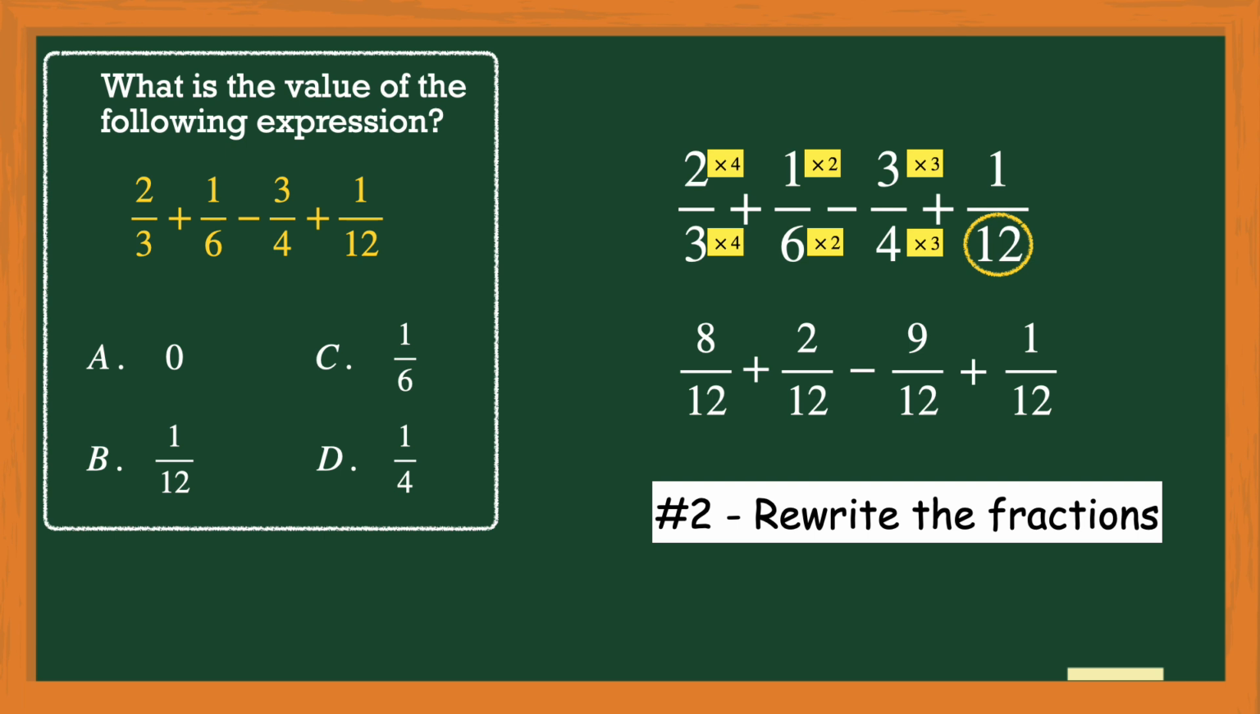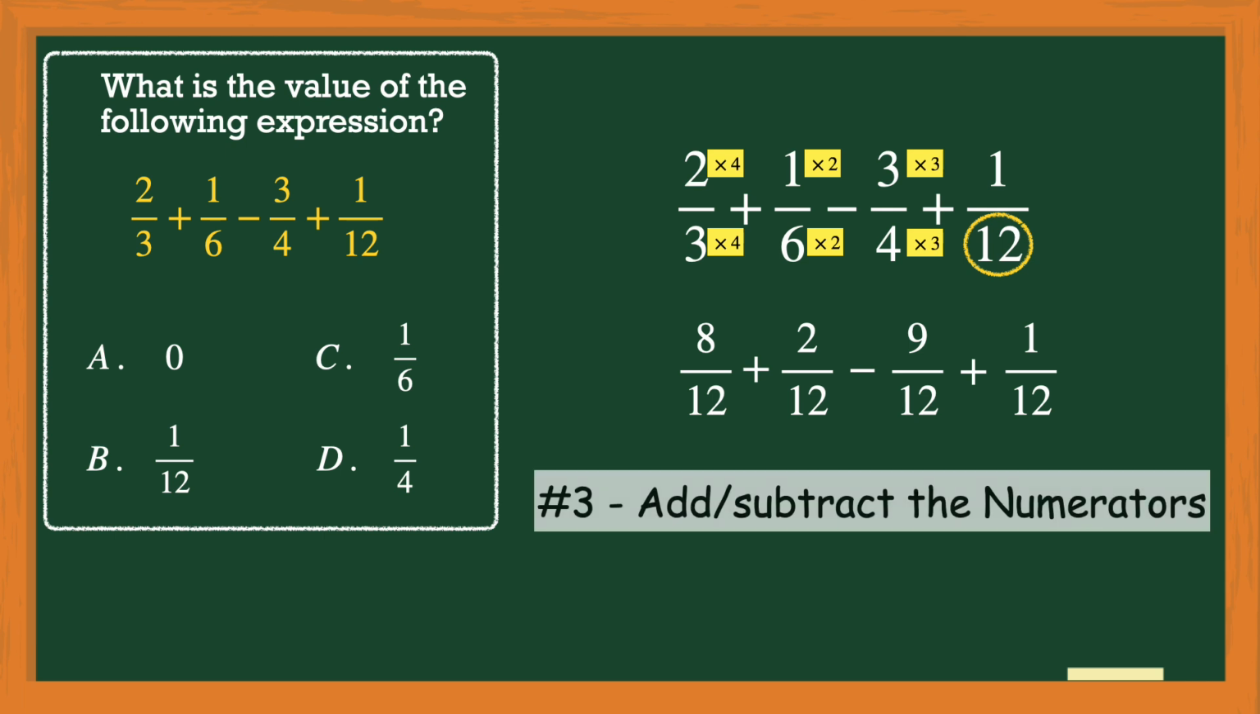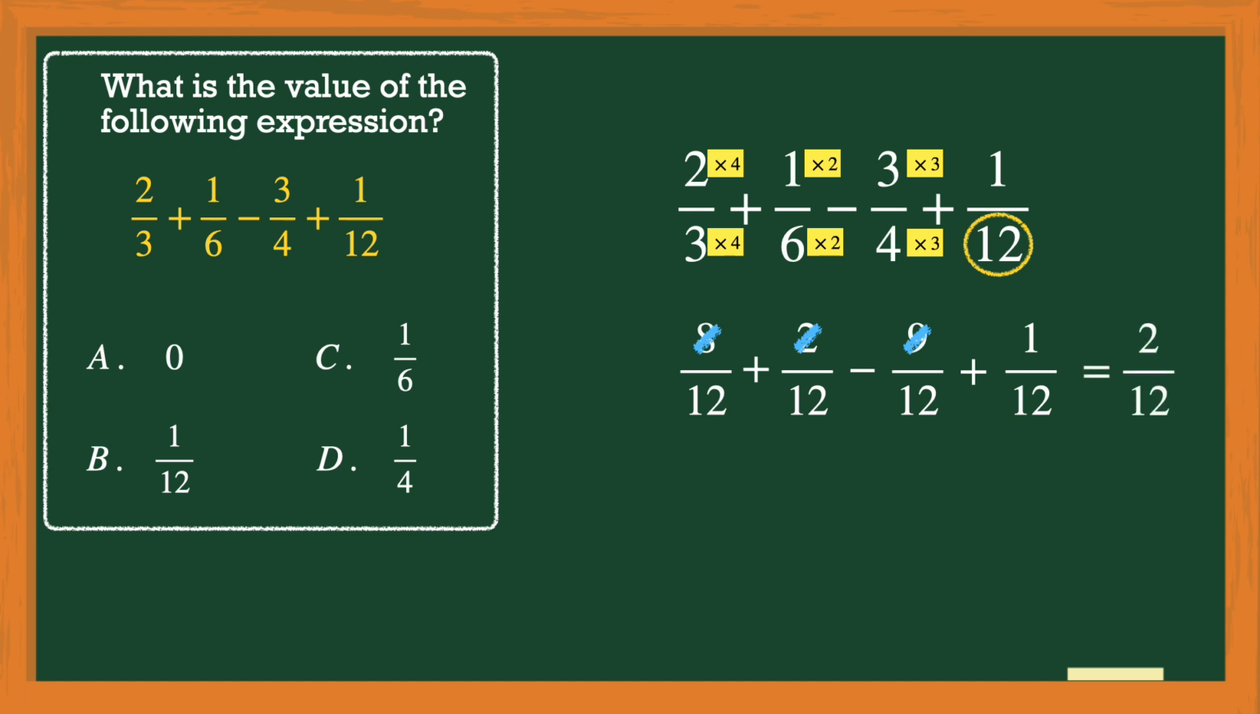Now that my fractions all have the same denominator, my last step is to add and subtract the numerators from left to right. So starting with 8, 8 plus 2 is 10, and 10 minus 9 is 1, and then finally 1 plus 1 is 2, and the denominator of 12 stays the same. So I have an answer of 2/12.